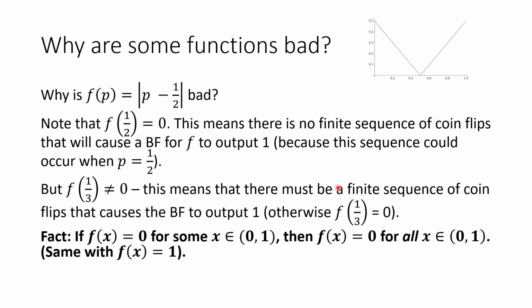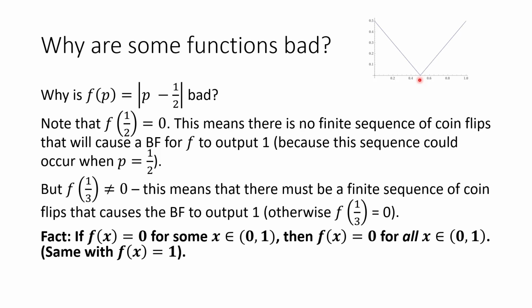The reason is as follows. Note that f of 1/2 is 0. What does this mean? A Bernoulli factory is really an algorithm which converts a sequence of coin flips, like heads, tails, tails, heads, into an output. At some point, it has to stop flipping the coin, look at the existing sequence, and output 0 or 1. Now, if there were any finite sequence of coin flips that would cause the Bernoulli factory to output 1, this would be bad, because there would be some chance we could see that sequence when the probability of heads is 1/2, and then f of 1/2 would be greater than 0.